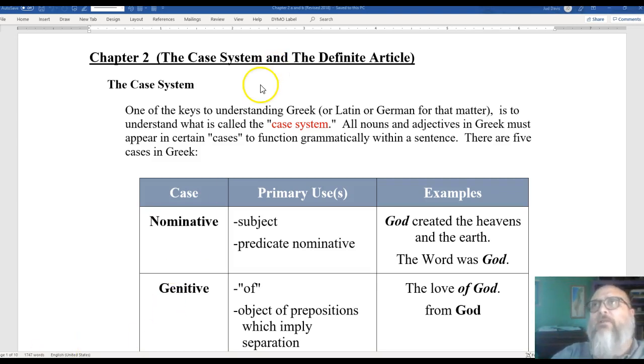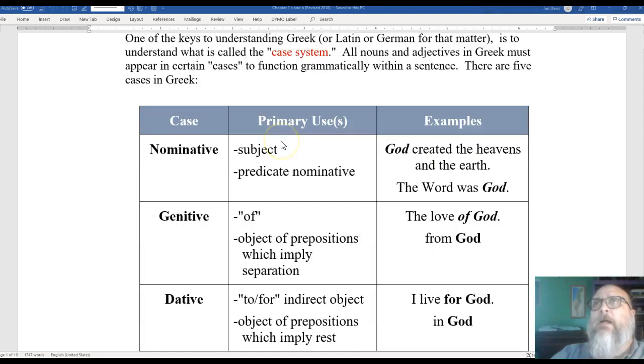What we're looking at today is maybe the most challenging thing you'll ever have to learn in Greek. And this is the case system. Now, if you've had Latin or you've had German, the case system is exactly the same for both those languages, but it's not what English does, so it'll be a little different if you haven't been exposed to this.